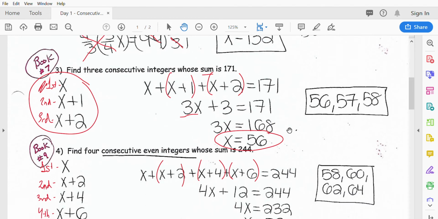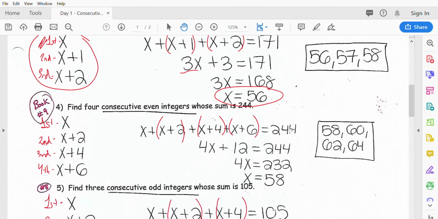Moving along to number 4. 4 consecutive even integers. Even integers have a spacing of 2 units between each of them, so here they are. Again, the sum, just add them all together and get 4x plus 12 equals 244. Subtract 12, get 4x equals 232. Divide by 4 and get x equals 58. So my 4 consecutive even integers are 58, 60, 62, and 64.